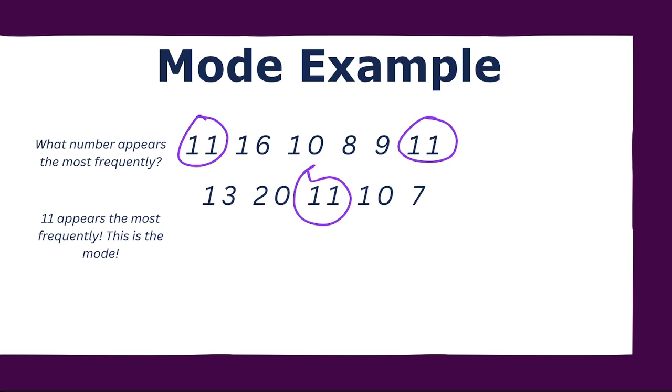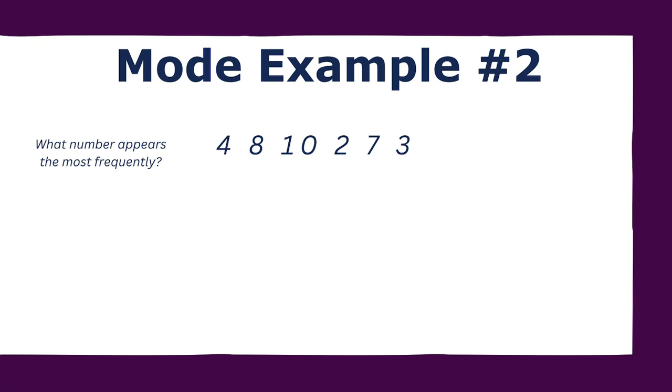So basically mode is just frequency. That's how I like to think of it. Now for another mode example, I have 4, 8, 10, 2, 7, 3. What number appears most frequently? As I see, all of these numbers only appear once. So that is telling me that there is no mode, and this is absolutely possible.